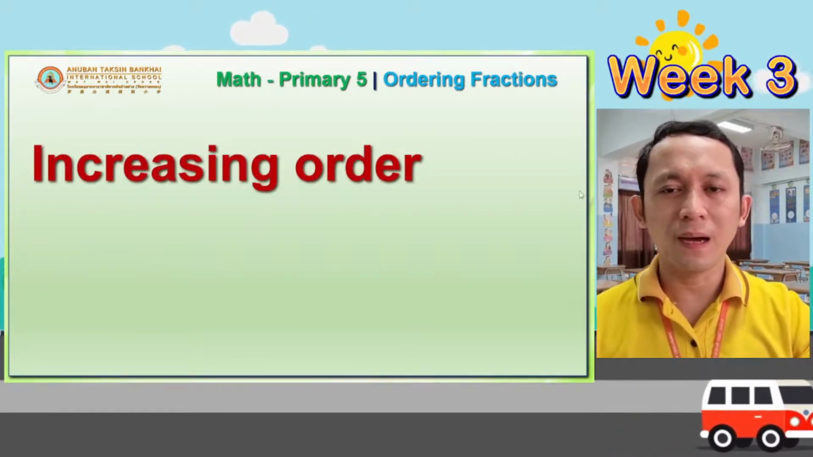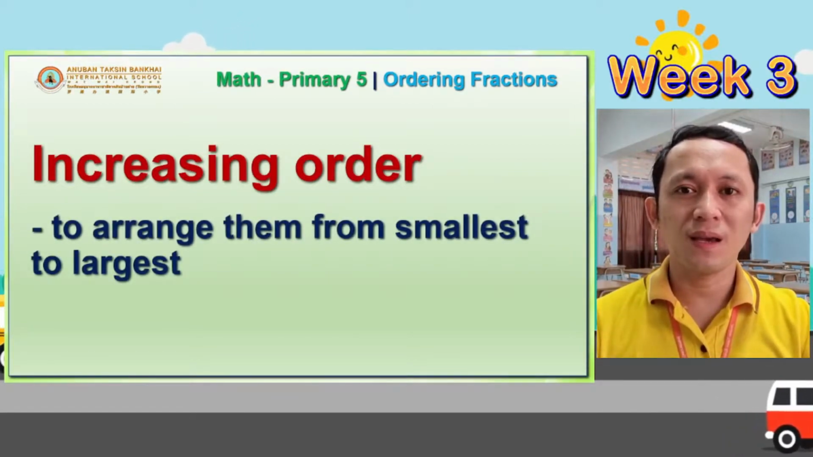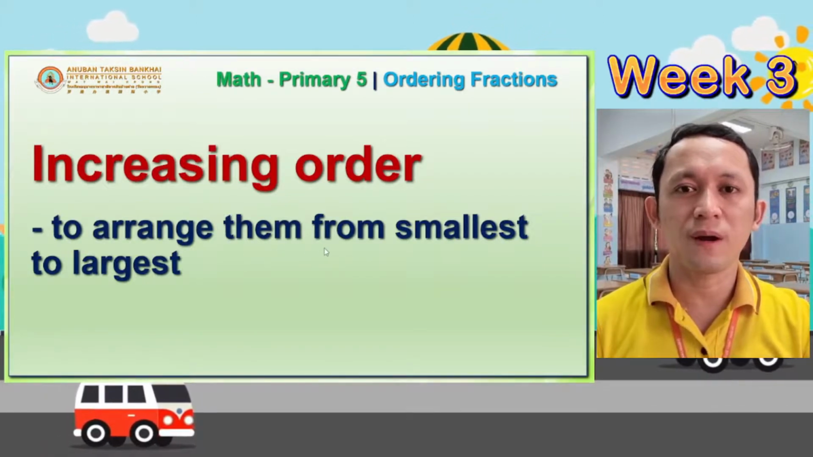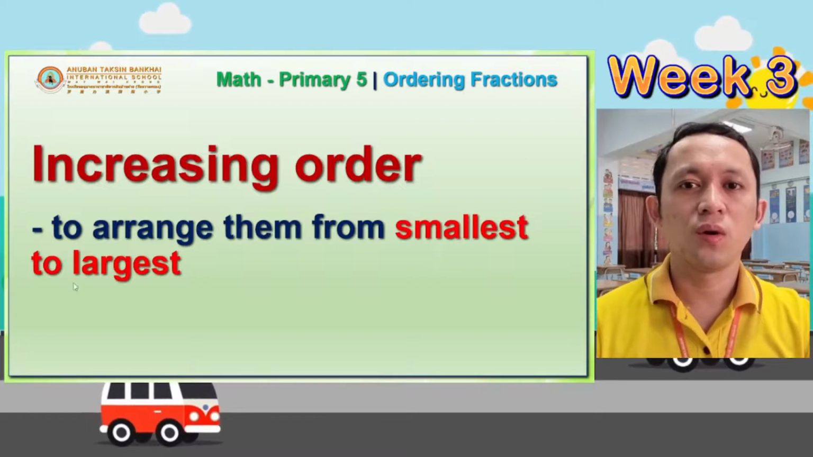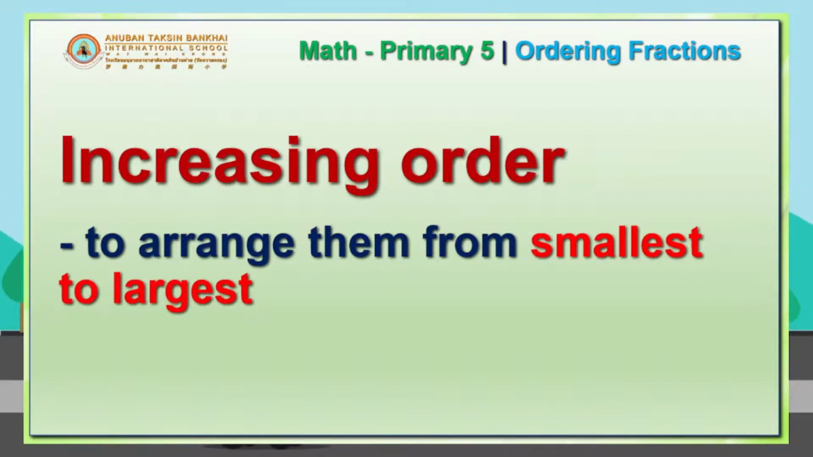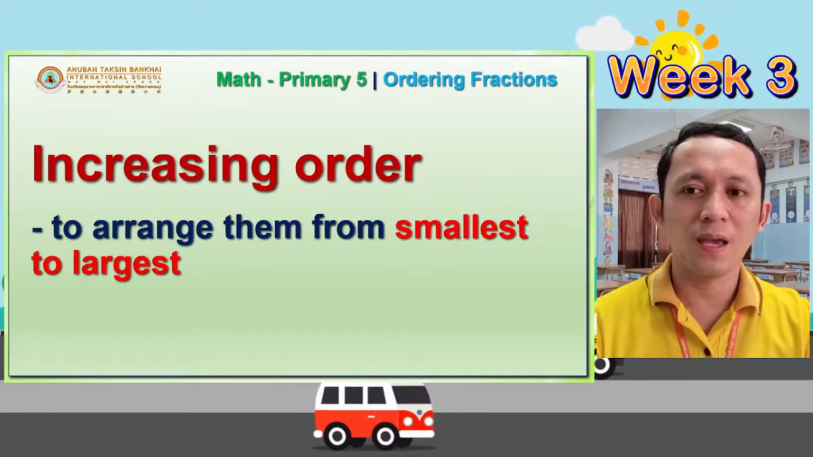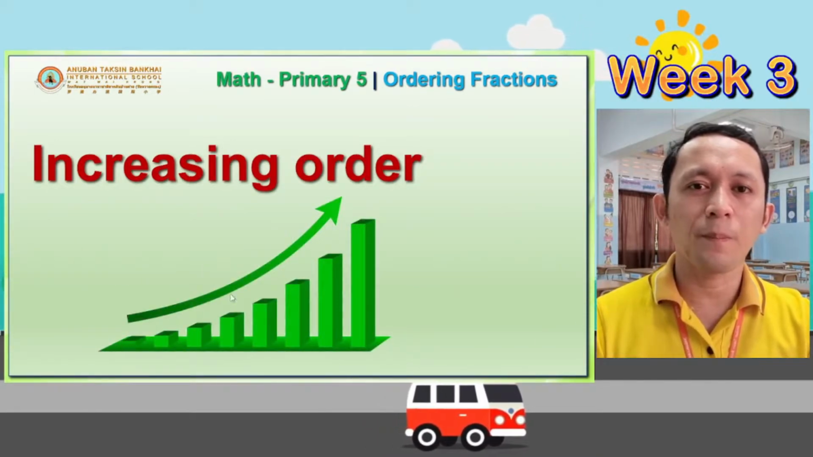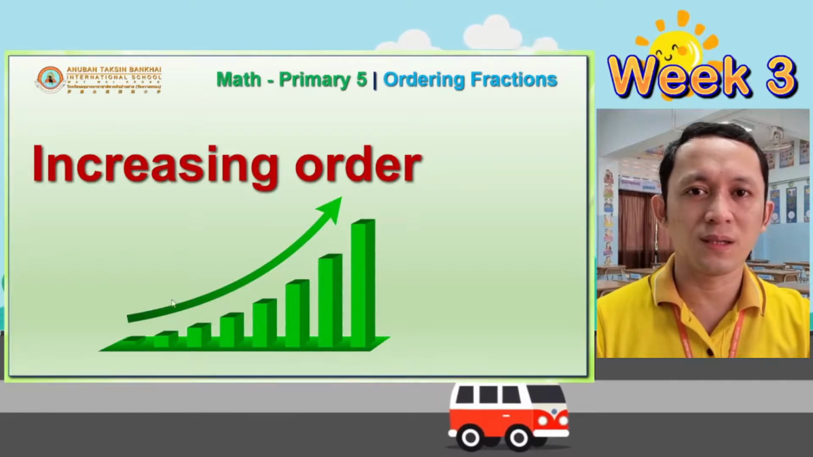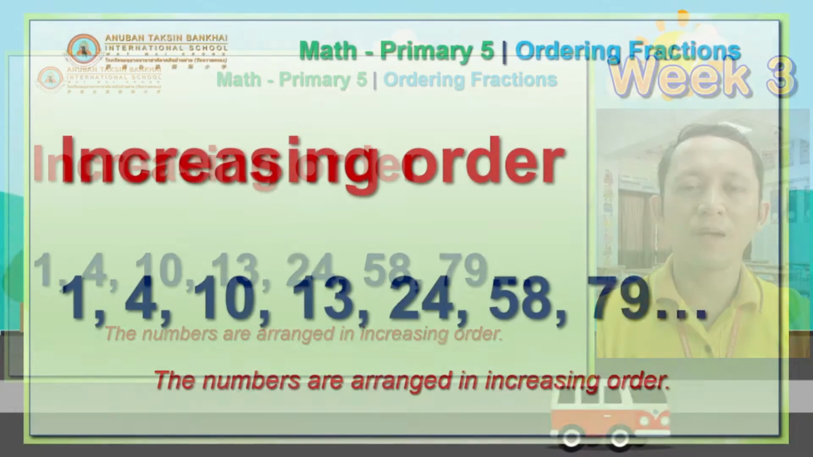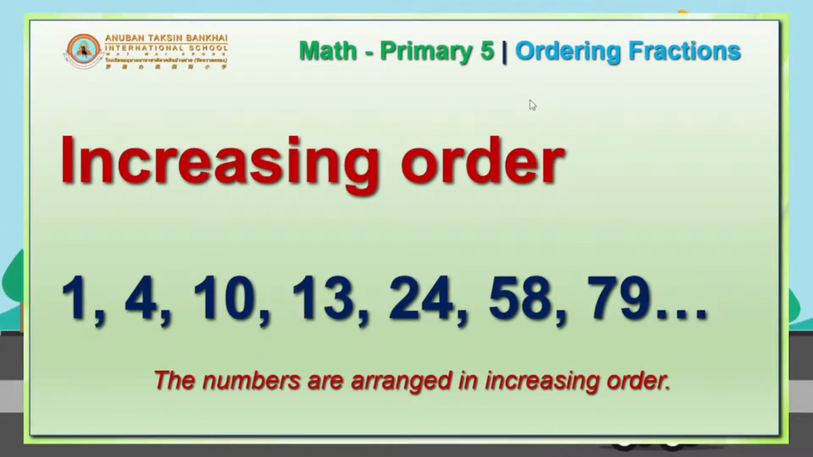Now, what do you mean by increasing order? When we say increasing order, this is to arrange the numbers, the fractions, from smallest to largest, meaning from small numbers going to bigger numbers. If we're going to have a representation of that, you could see this is the smallest one, going up to the largest one.